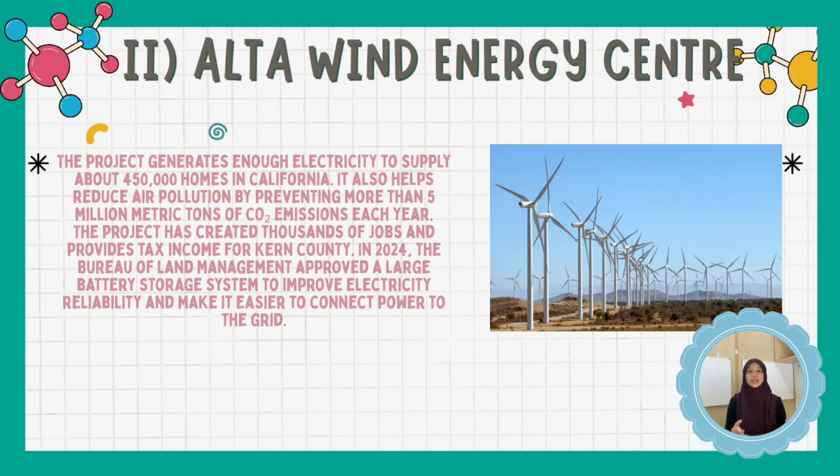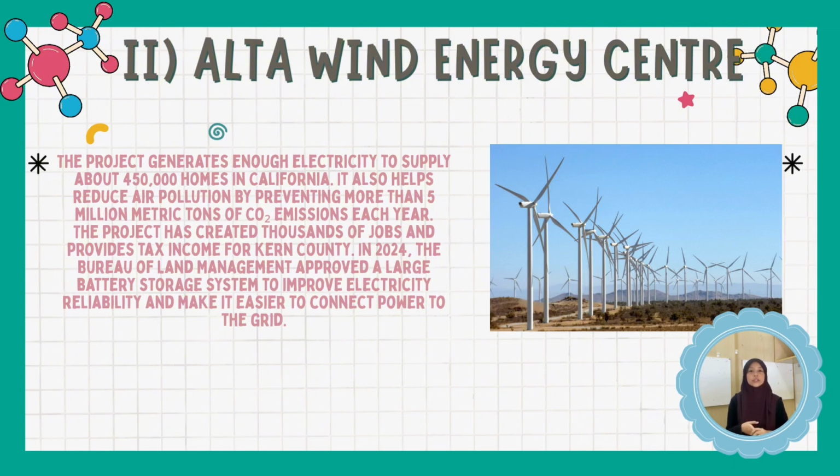Next is the Alta Wind Energy Center. The Alta Wind Energy Center is one of the largest onshore wind farms in the world. It generates enough electricity to supply around 450,000 homes in California. Besides producing renewable energy, the project also helps reduce air pollution by preventing more than 5 million metric tons of carbon dioxide emissions every year.